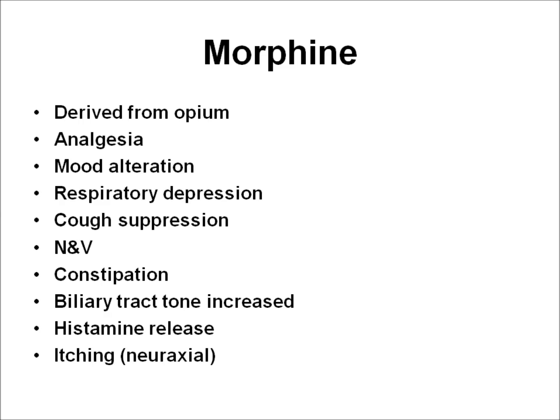Morphine is still the opiate that everything else is compared to. Morphine was originally derived from opium. It is now obtained from synthetic sources. We know that morphine provides good analgesia and has multiple side effects such as mood alteration, respiratory depression, cough suppression, nausea and vomiting, constipation, increased biliary tract tone, histamine release, and itching if given neuraxially.